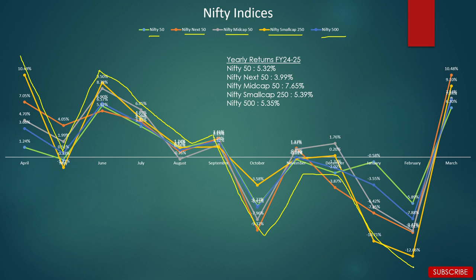March provided some respite, and the indices gave some positive returns. So overall, if you see broadly, there is a downtrend across the year except for probably March.